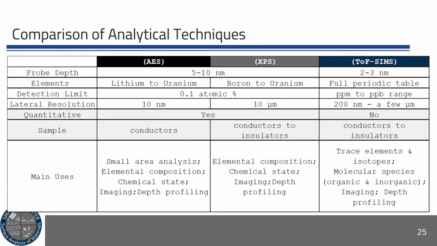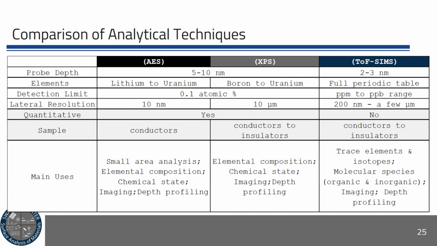And another important point is that XPS and top SIMS, we can analyze conductors to insulators, but with the Auger, it's mainly applicable for conductors. Some semiconductors we can analyze, but it does require some attention when you're trying to mount the sample. So having said all that, what are the main uses for each instrument?